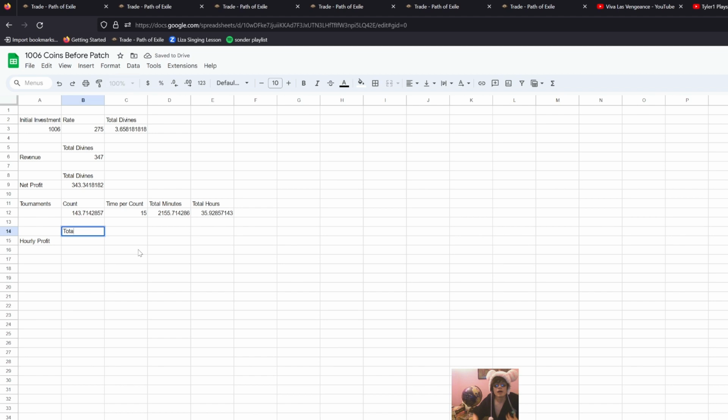Divine per hour, we'll do this. Oh, I keep forgetting to put the equal sign. There, equals sign. This divided by this. And the profit comes to 9.5, 9.6 divines per hour.